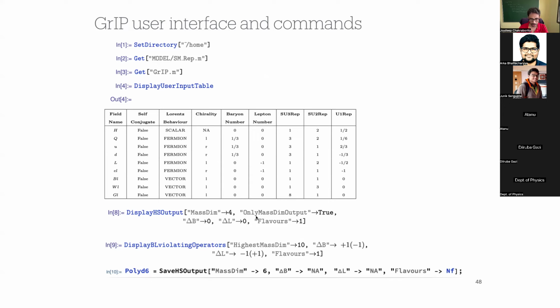And then if you say only mass dimension output, that means if you say 6, it will give you the operators of only dimension 6. If you put it false, then it will give you all the operators up to dimension 6.